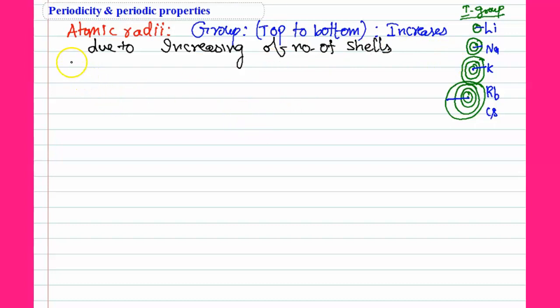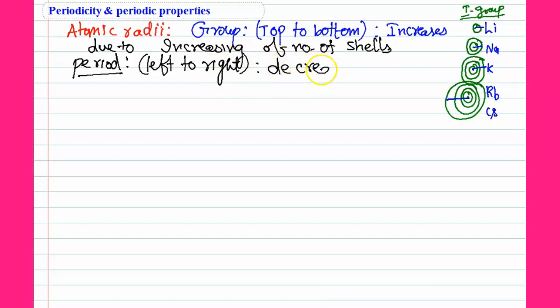Then what about period? So normally group and period are opposite. Period means left to right. From left to right, atomic radius decreases. Why does it decrease? See here, students, lithium, sodium. Sorry, we are taking period. So lithium, beryllium, magnesium. Sorry, we are taking period, no?